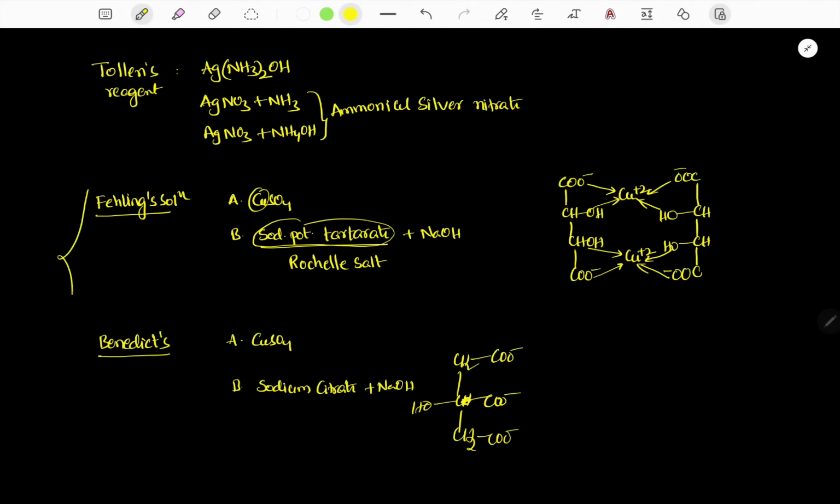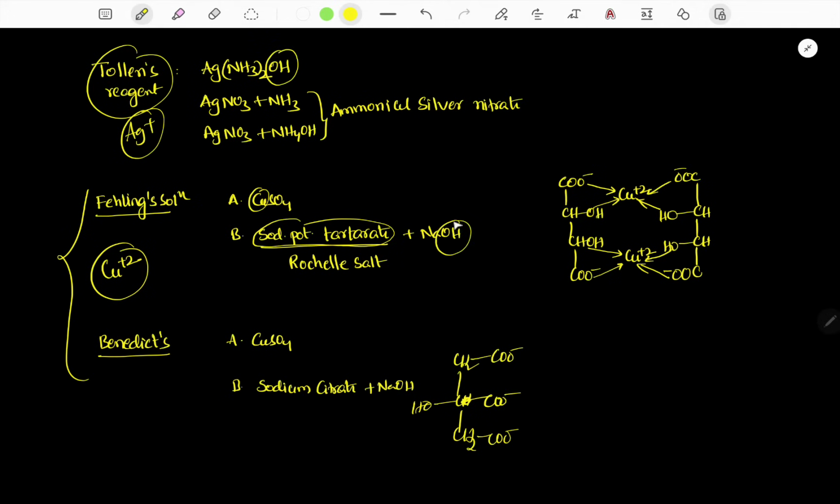So in the Fehling and Benedict, mainly we talk about Cu2+. In the Tollens, mainly we talk about Ag+. In these three reactions, the common factor is that it is a basic medium. So all these are basic medium. First point.